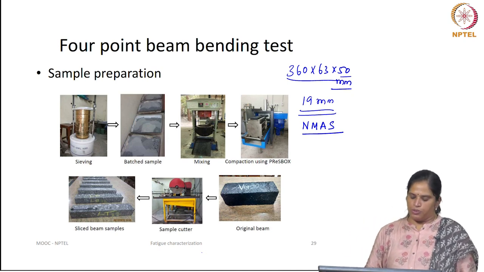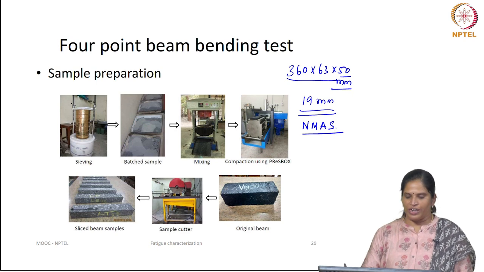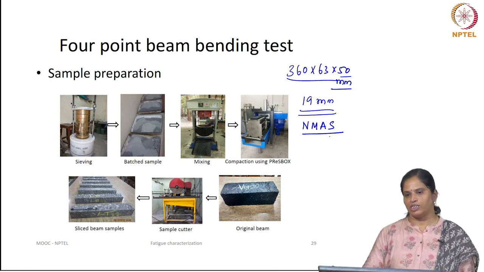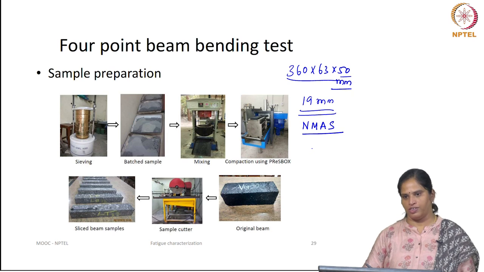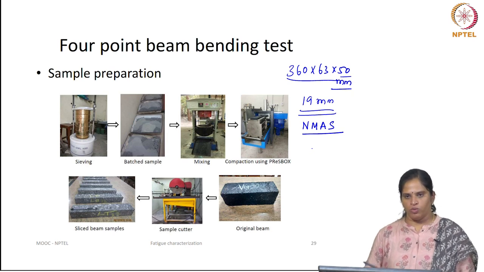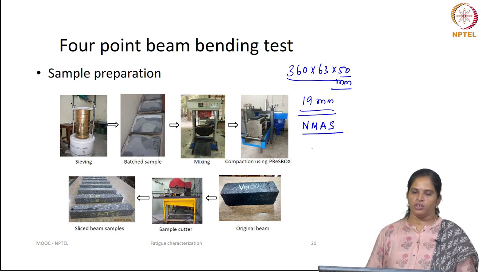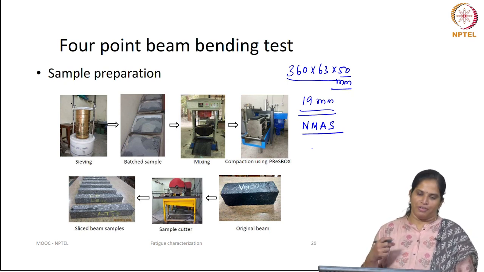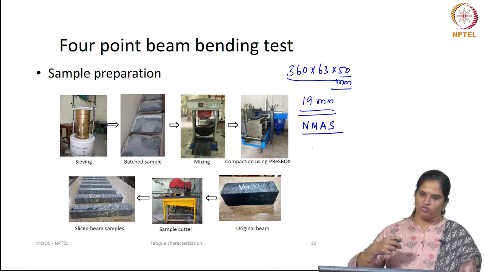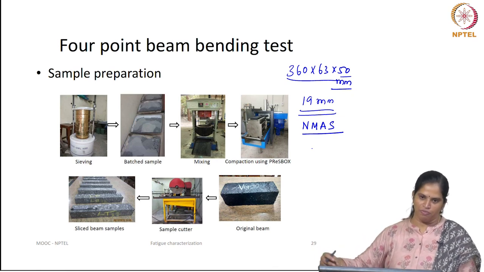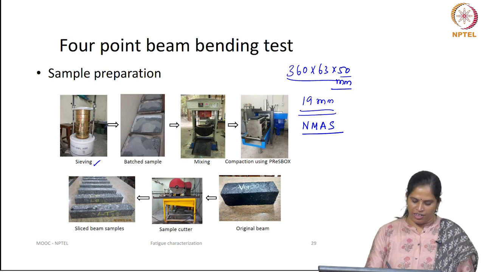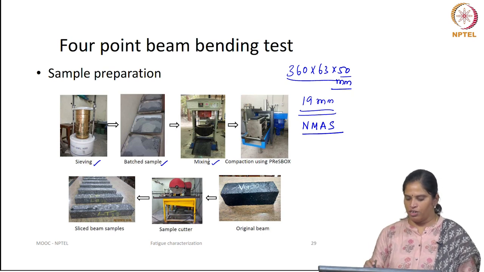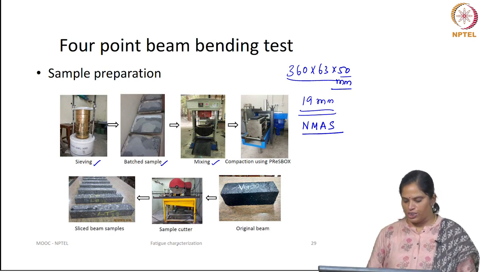So we have to provide a controlled setup, because this fatigue life depends upon the aggregate gradation, the amount of bitumen we add, air voids in a sample, and all these volumetric properties of a bituminous mixture. So we need to prepare a bituminous mixture in a very controlled way, keeping the aggregate gradation constant for all types of beams we cast. So sieving followed by batching of the sample, then mixing, again at a predetermined mixing and compaction temperature.